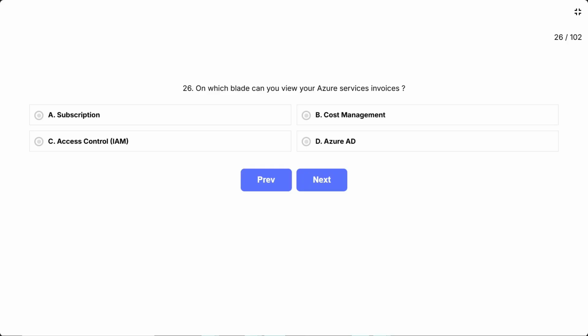The correct answer is subscription. The subscription blade is correct because this is where you can directly access invoices for your Azure services. When you navigate to the subscriptions page in the Azure portal and select your specific subscription, you'll find an invoices option in the billing section that allows you to view and download your service invoices.